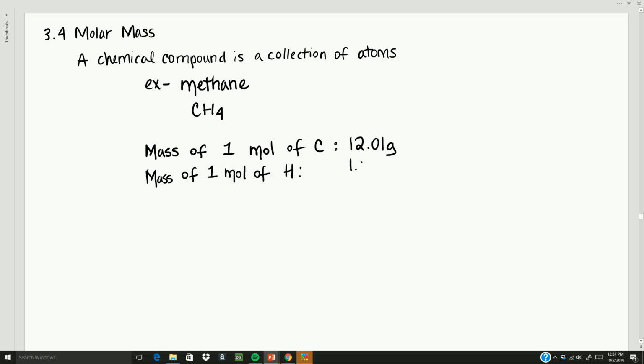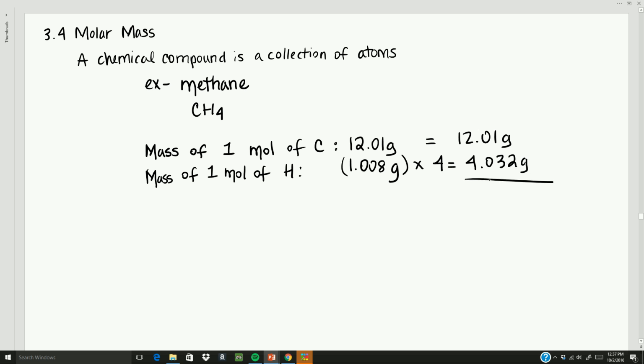is 1.008 grams, but we have 4 hydrogens in our formula, so we will need to multiply our atomic mass of hydrogen by 4. So that equals 12.01 grams total for carbon, and for hydrogen it equals 4.032 grams.